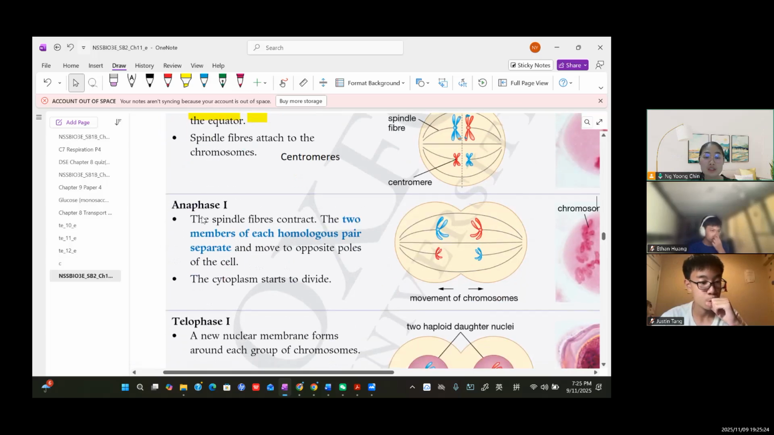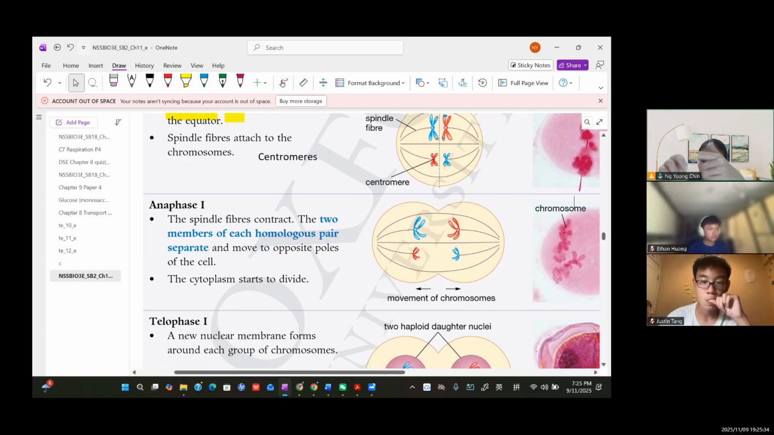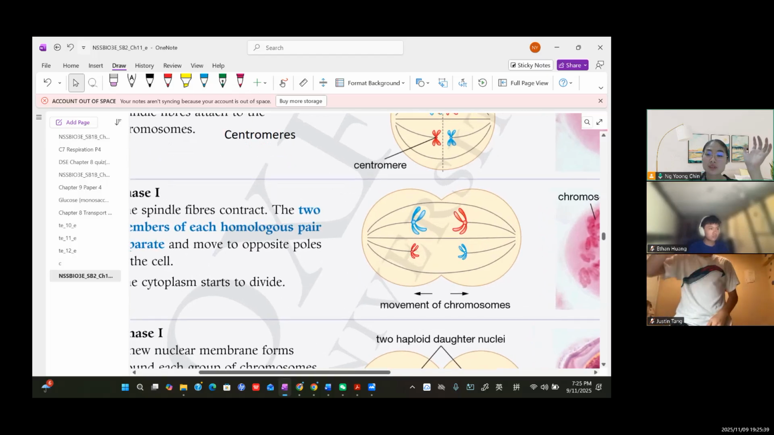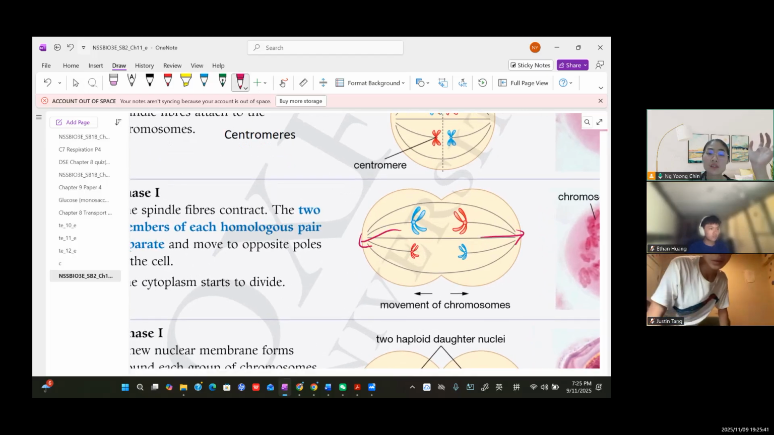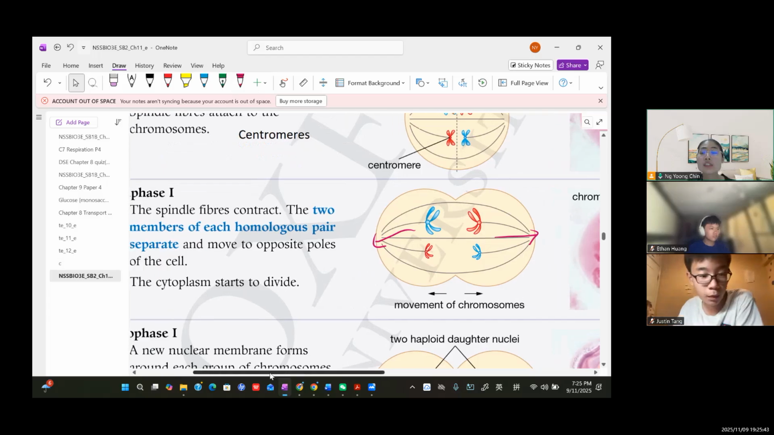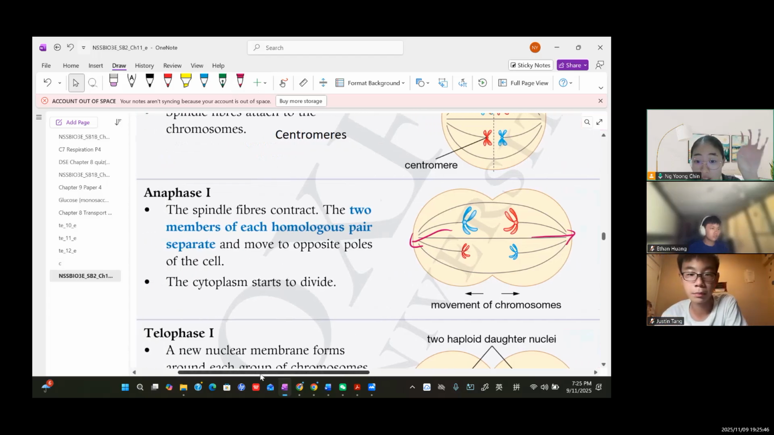Yeah. So later, during the anaphase, the spindle fibers will contract. So when they contract, they will pull, and now they will start to separate. So you can see, right? They actually separate the homologous chromosomes to the opposite poles. So one goes here, another one goes here. So they are actually separating the homologous chromosomes. Please remember to add this term, homologous chromosomes, because this meiosis phase 1 is the process of separating the homologous chromosomes, which is one from your mother's, one from your father's.